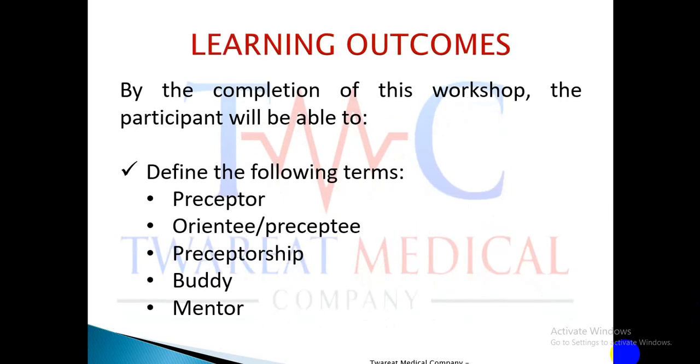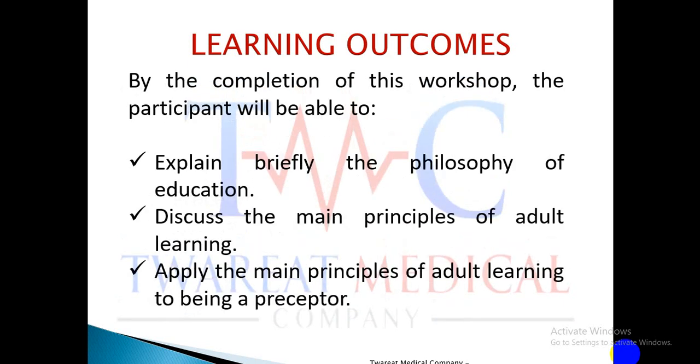Learning outcomes. By the completion of this workshop, the participant will be able to define the following terms and differentiate between each: preceptor, orientee or preceptee, preceptorship, buddy, mentor. Also, you have to explain briefly the philosophy of education, discuss the main principles of adult learning, and apply the main principles of adult learning to being a preceptor.